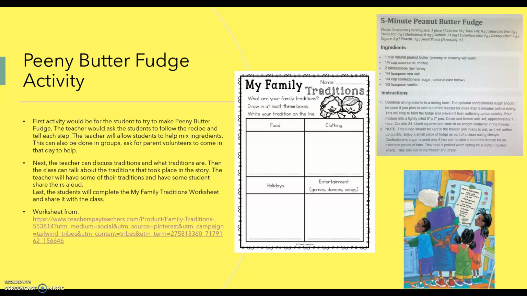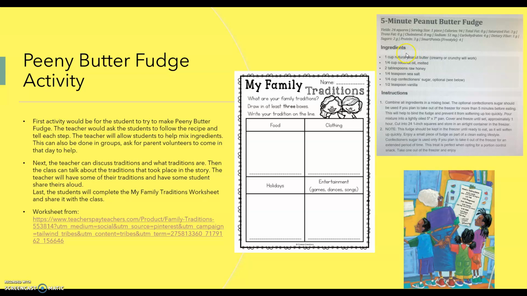Peanut Butter Fudge activity. The first activity would be for the students to make peanut butter fudge. The teacher would ask the students to follow the recipe and tell each step. The teacher will also allow students to help mix ingredients. This can also be done in groups. The teacher could ask for parent volunteers to come in that day to help. And I found a 5-minute peanut butter fudge that a teacher could easily do in the classroom. It requires no baking. And then you can also try the recipe that's actually in the story. In the back of the book, they include the real peanut butter fudge recipe.